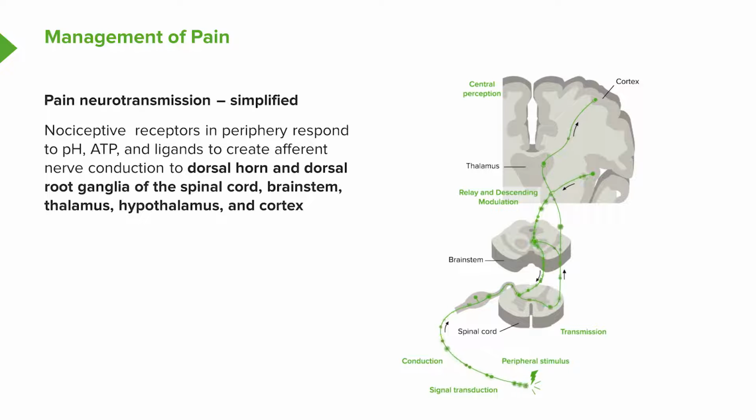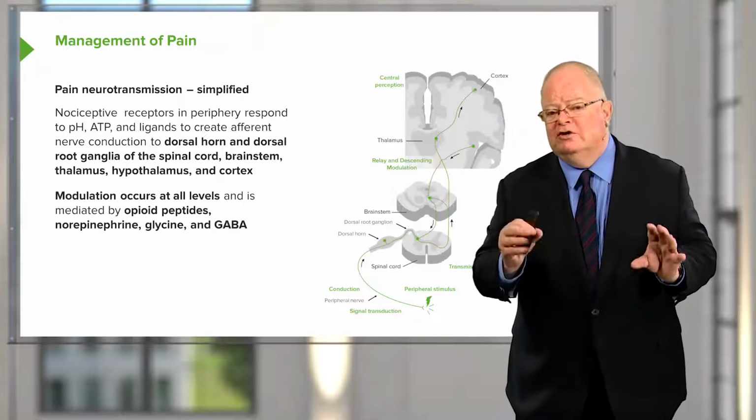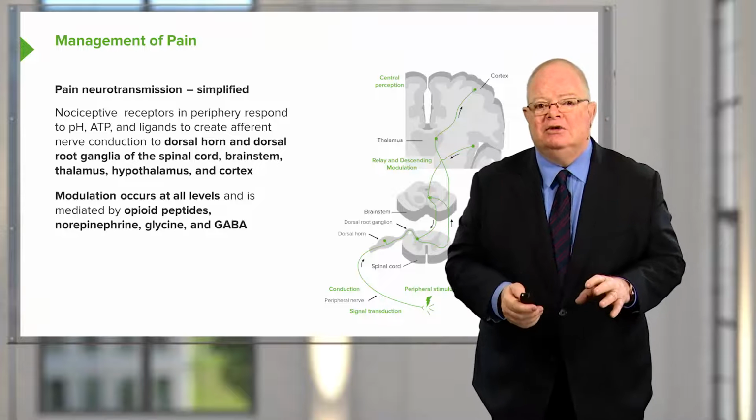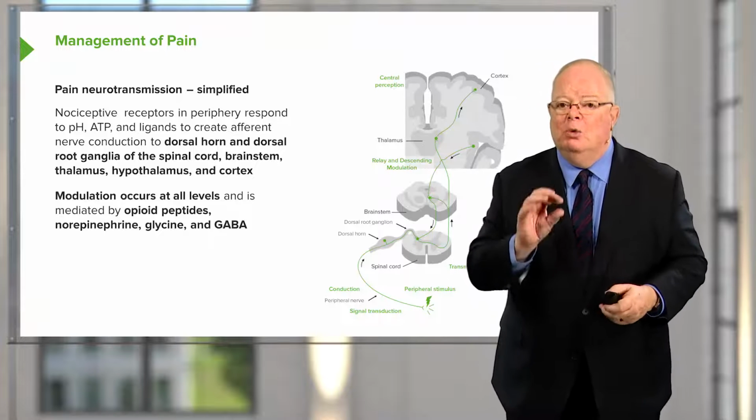So there's a constant modulation of pain that occurs at the brain level in the cortex, in the brainstem, in the spinal cord, and peripherally. So initially the pain can be very severe, and you've probably noticed this. Very severe when you first develop it, and then in a few minutes it's not quite as bad. It's still there, but it's not quite as bad. So modulation, which is this process of moderating the pain, occurs at all levels and is mediated by opioid peptides.